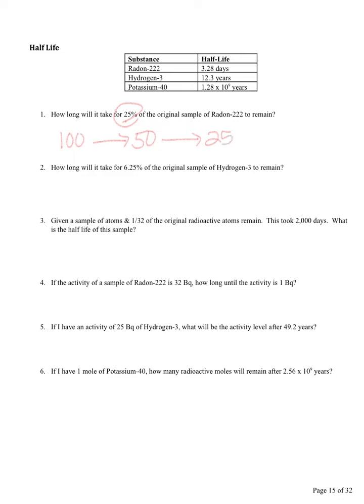Each of these is one half-life, and the half-life for radon 222 from my table is 3.28 days. Each half-life doesn't change, but it takes whatever it is and chops it in half. So 3.28 plus 3.28 gives me 6.56 days. So that would be how long it would take.